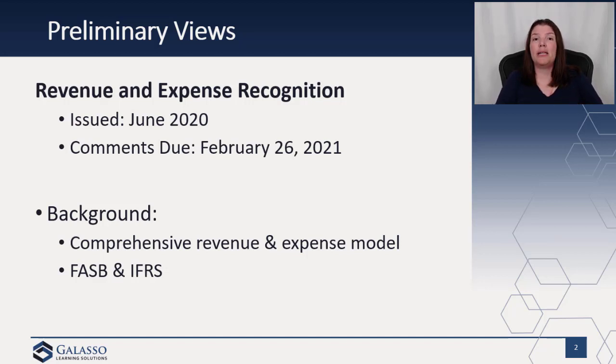It's not a complete model. Again, it is a preliminary views document. There is more to come, but once they go down this path, they're going down this path. The next step would be an exposure draft and then a final standard.